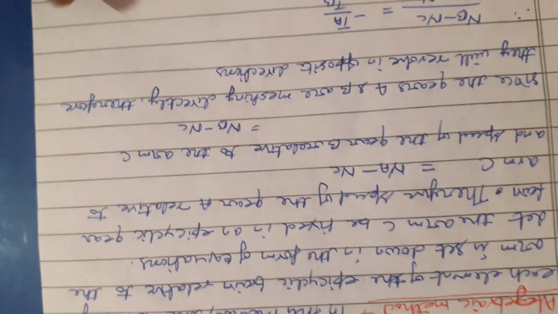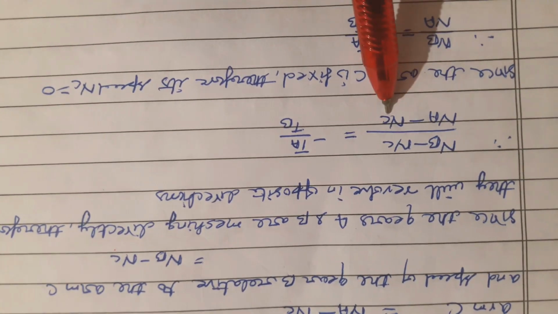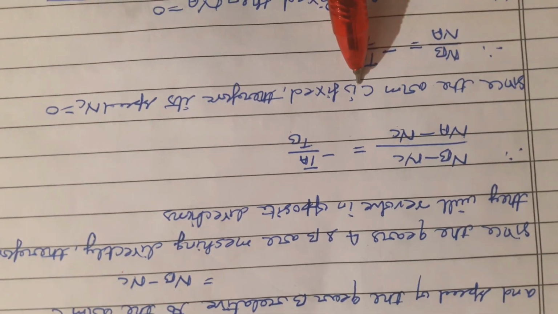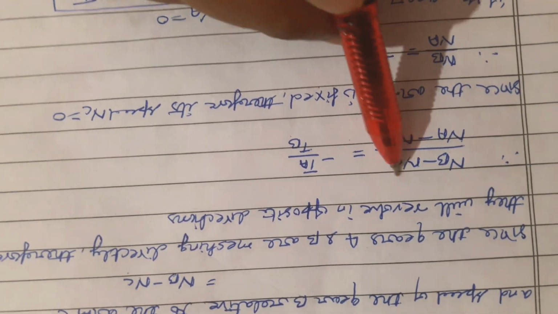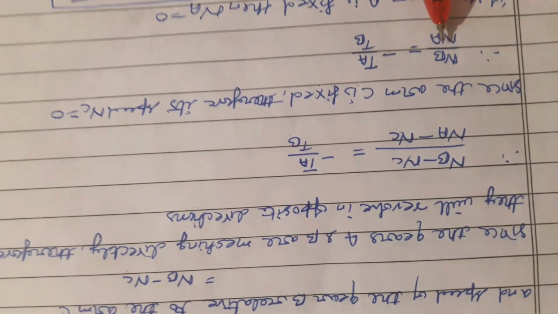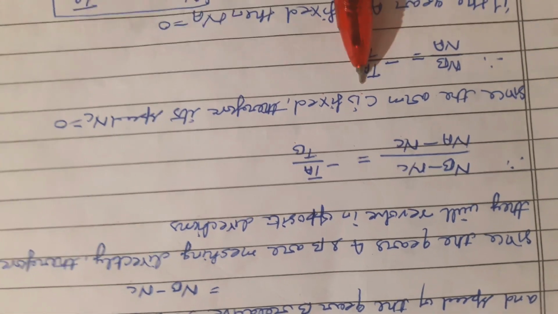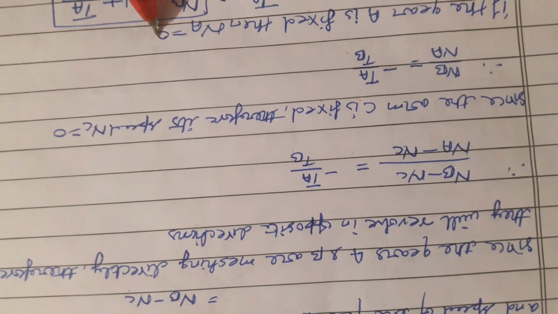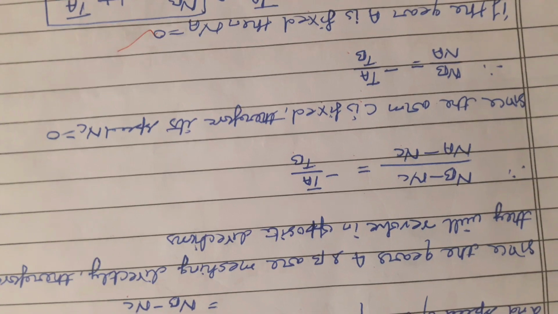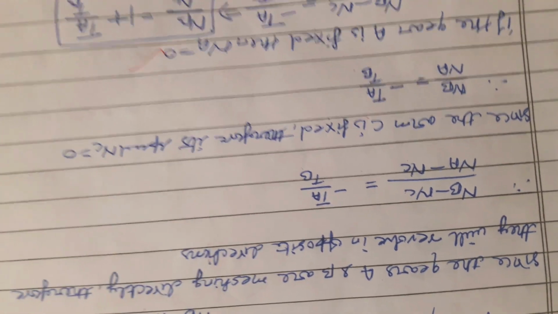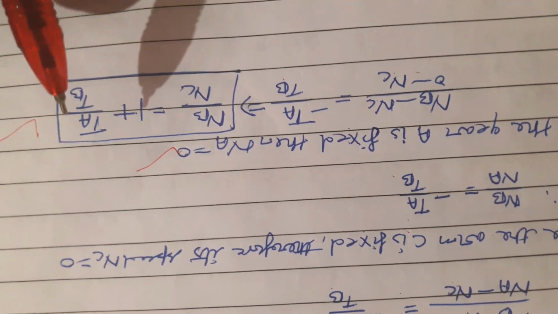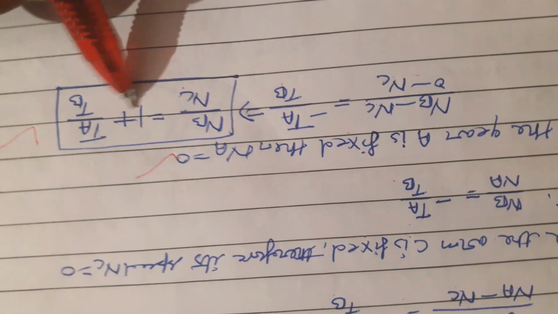Now we take the ratio: Nb minus Nc divided by Na minus Nc is equal to minus TA upon TB. If arm C is fixed, then Nc is equal to 0, so Nb upon Na is equal to minus TA upon TB. If gear A is fixed, then Na is equal to 0, so Nb minus Nc divided by minus Nc is equal to minus TA upon TB. So finally we get the expression Nb upon Nc is equal to 1 plus TA upon TB.